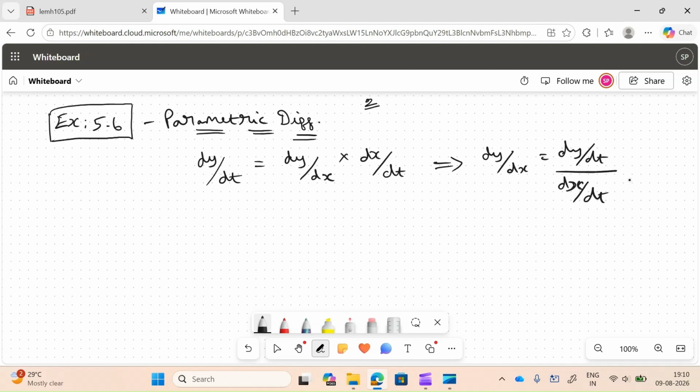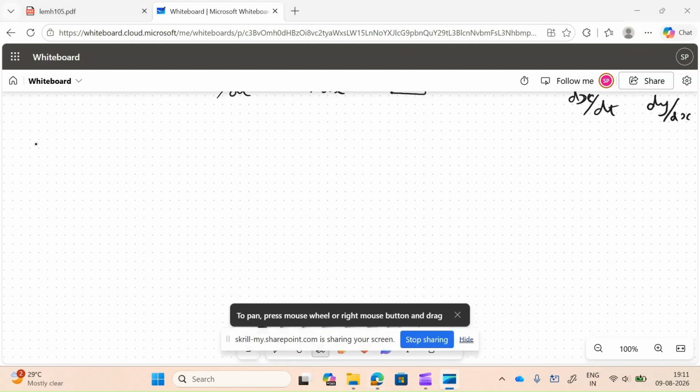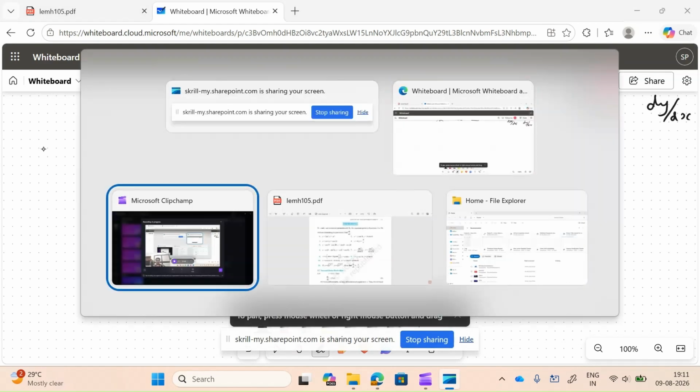Simple. They'll give you y equal to some function of t and x equal to some function of t, and then they'll ask you to find dy by dx. This is the whole concept of a parameter. Why is it called parametric differentiation? They're introducing a new parameter called t. That is the meaning of parametric differentiation. Now we'll solve the questions on this exercise. So let me switch to the questions.